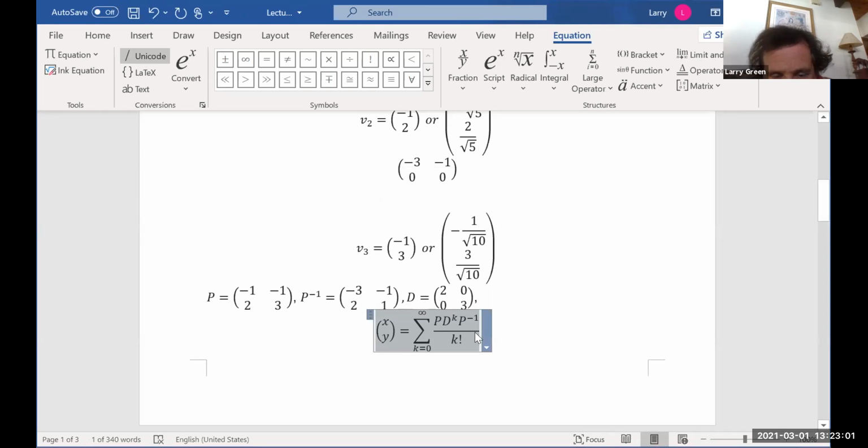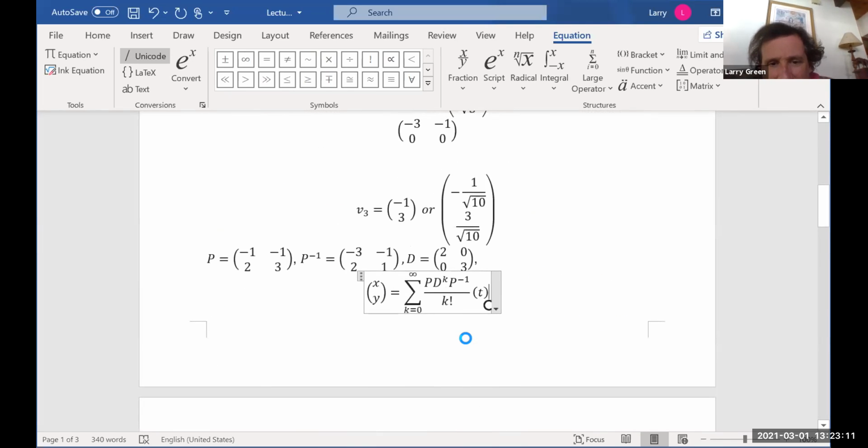And then times, was it 2, I think they gave us? Yeah, 2. Sorry, it takes a long time to type this stuff. So 2. When you work all that out, what you can do is rearrange this and realize that the P and the P inverse don't have k's in them. So they can get sent outside. And you end up getting the summation of D to the k of t over k factorial.